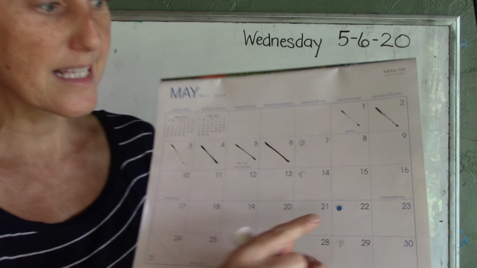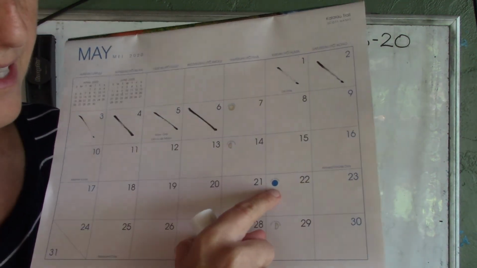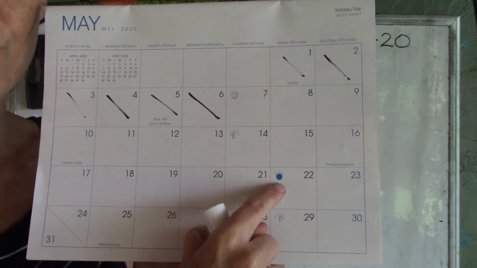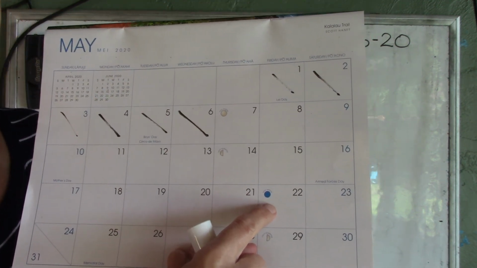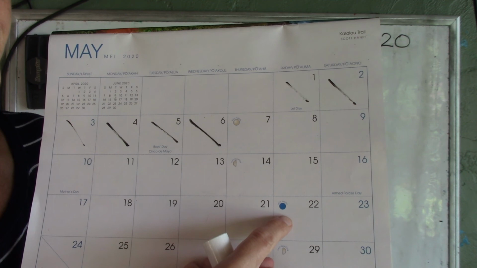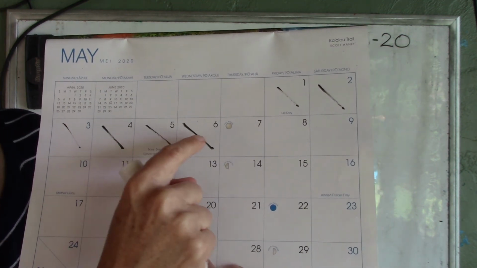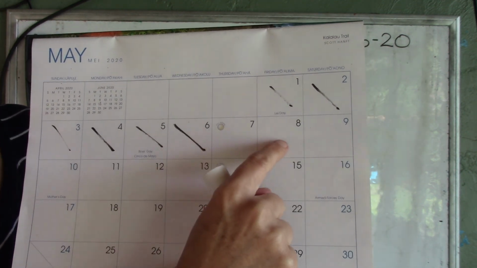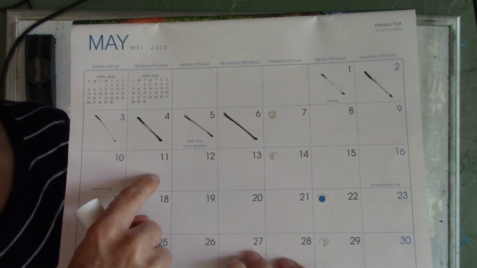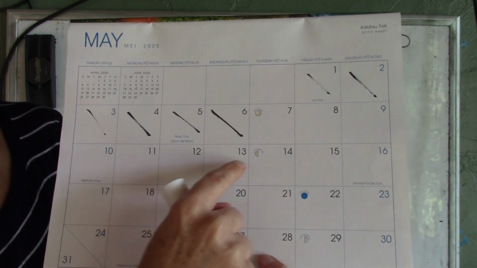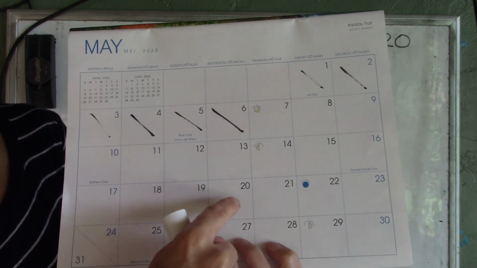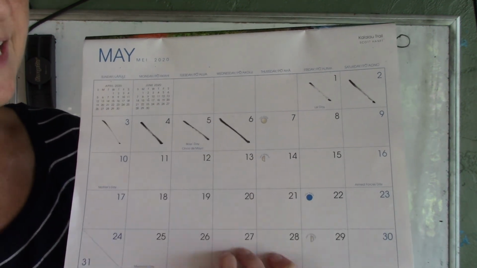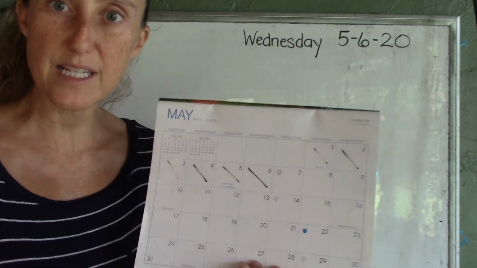And I see down here, do you see this? This says that it is a new moon on that day. How many more days until the new moon? So we could count. We could start tomorrow. 1, 2, 3, 4, 5, 6, 7, 8, 9, 10, 11, 12, 13, 14, 15, 16. There's 16 more days until the new moon.